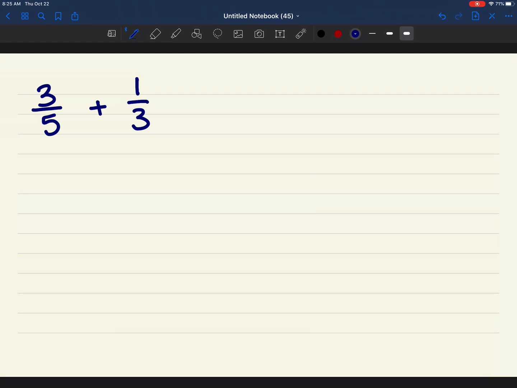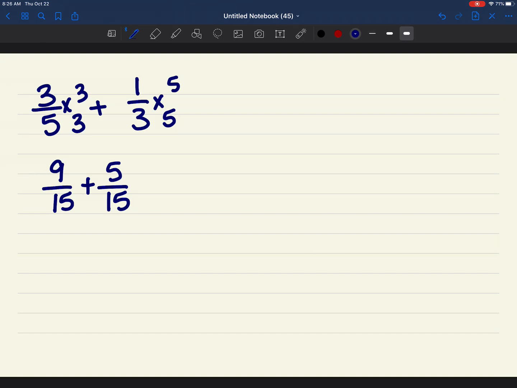There we go, 15. Okay, so Ethan, what would you multiply 5 by to get 15? 3. So both of these fractions, top and bottom, get multiplied by 3. What would you multiply 3 by to get 15? 5. Okay, so we'll start with the first fraction. What's 3 times 3? 9. So you get 9 over 15 plus what? What's 1 times 5? 5. So 9/15 plus 5/15.